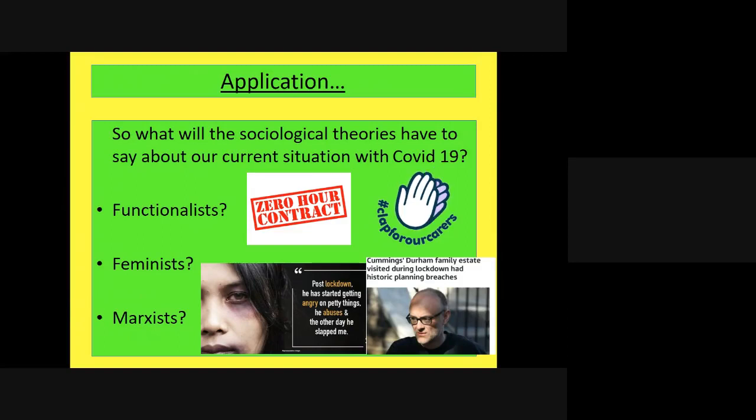Feminists are going to see this situation as potentially quite negative. There's been a rise, I'm sure you're aware, of concerns about domestic violence occurring during lockdown. Women, who feminists focus on, are essentially trapped in their homes with people, with little power to escape that. And there have been lots more cases that have come forward of domestic abuse during this time.